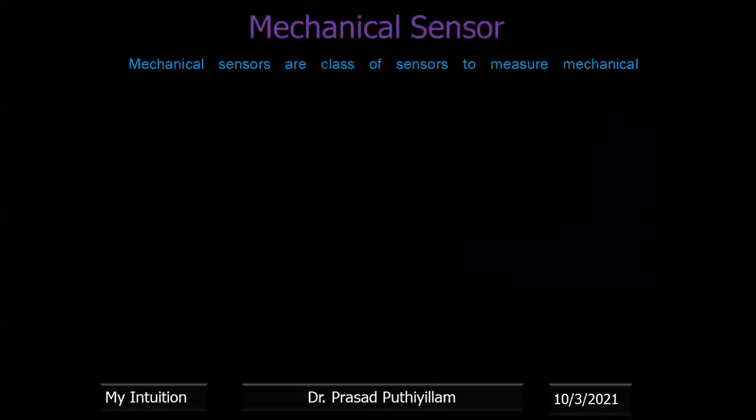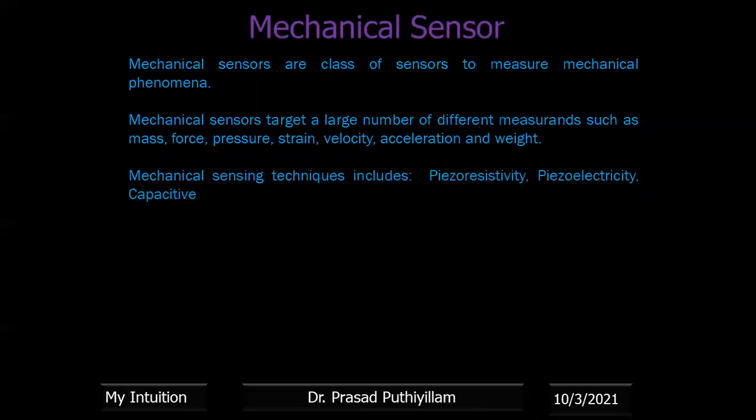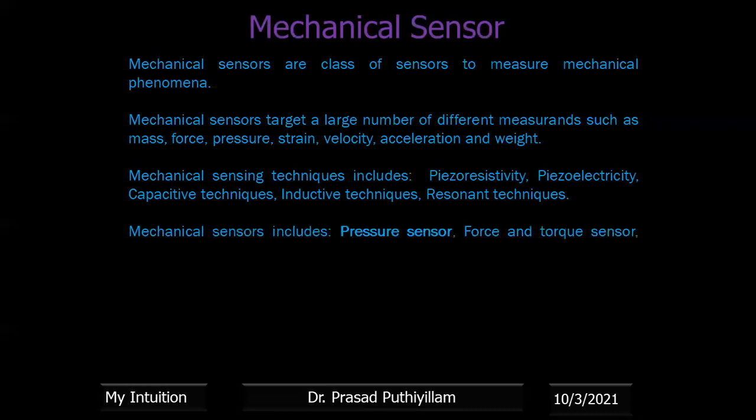Mechanical sensors, mainly pressure sensor, I'll be discussing under mechanical sensor. They are used to measure mechanical phenomena. It may be mass, force, pressure, strain, velocity, acceleration, and weight. So the main mechanical sensing techniques include piezoresistivity or piezoelectricity, capacitive technique, inductive technique, and resonant technique. And the main sensor types are pressure sensors, force and torque sensors, inertial sensors, and flow sensors.